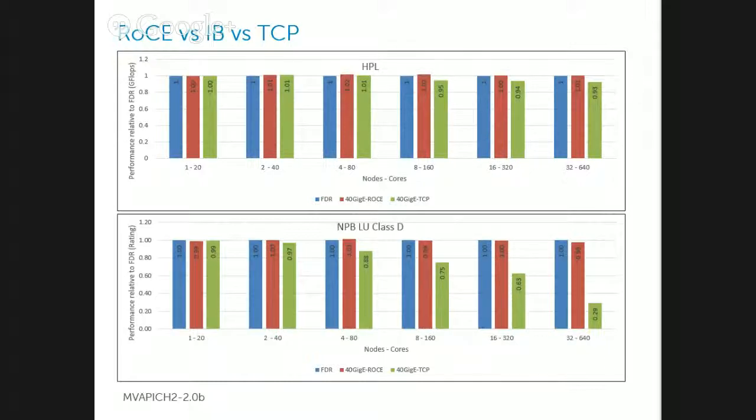The 40 GigE TCP is basically IP over 40 GigE Ethernet. So there's no IP over InfiniBand in these charts; that could be another data point. We have FDR with native InfiniBand. We have 40 GigE RoCE with RDMA over 40 GigE. And then we have the green bar, which is 40 GigE TCP, traditional TCP/IP over 40 GigE, with no RDMA involved.